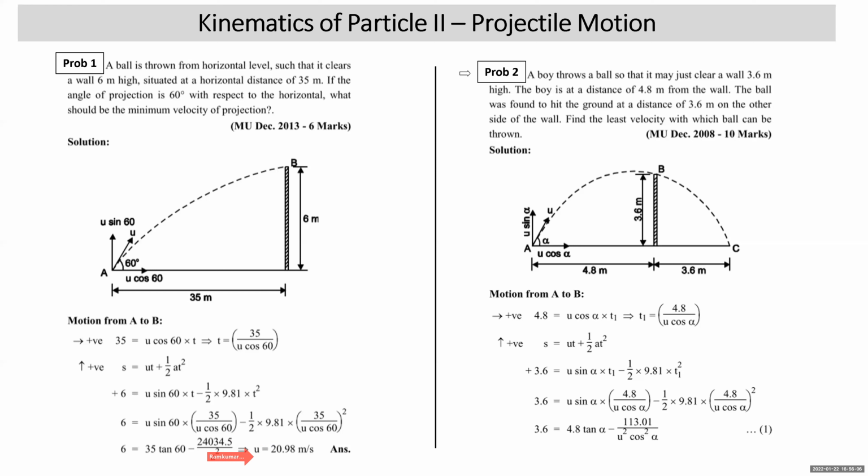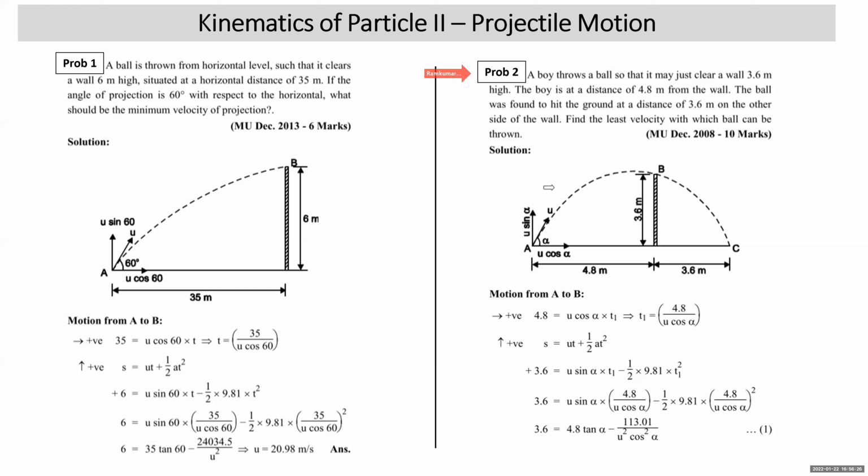Okay, we come to the second problem. I'm reading it. A boy throws a ball so that it may just clear a wall 3.6 meter high. The boy is at a distance of 4.8 meter from the wall. The ball was found to hit the ground at a distance of 3.6 meter on the other side of the wall. Find the least velocity with which the ball can be thrown.